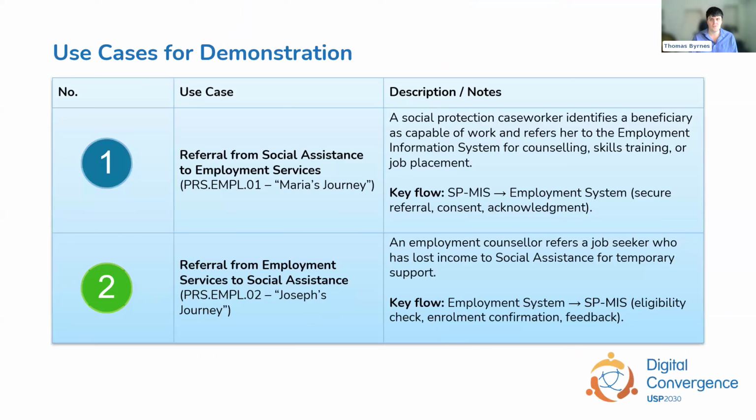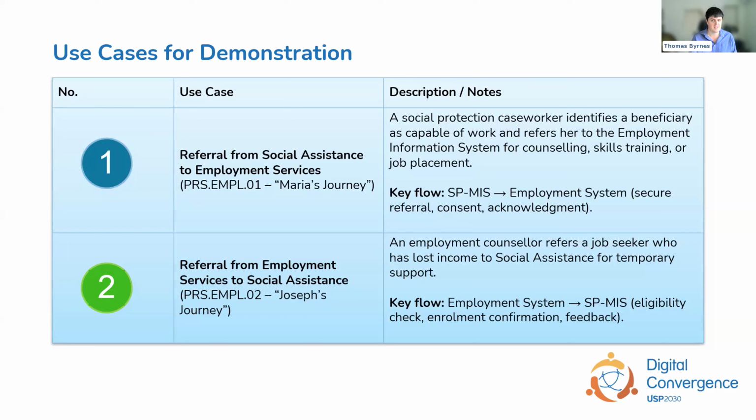So to guide today's demonstration, we're working with 2 example use cases. These are not specific country programs, but they're based on common real-world practices observed in various countries and documented by Martina. We're using them simply to illustrate the logic of interoperability and how data can flow securely between systems. The first is Maria's journey, as we referred, which is a referral from social protection to employment services. And the second is Joseph's journey, the reverse direction from employment services to social protection.